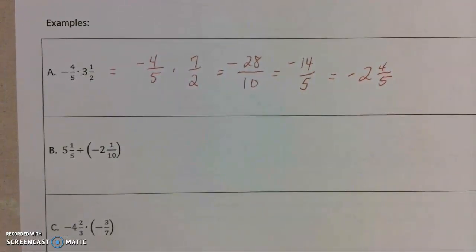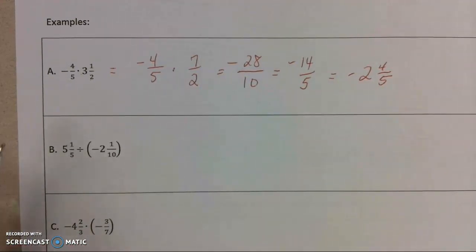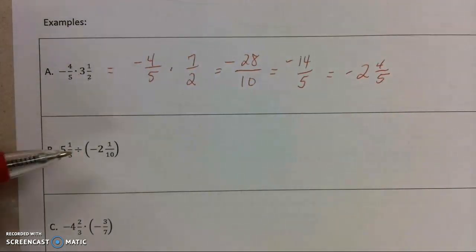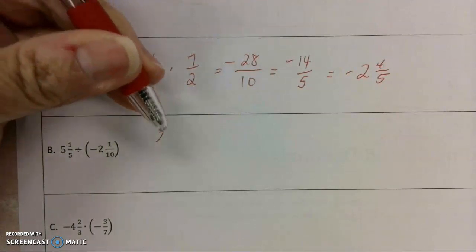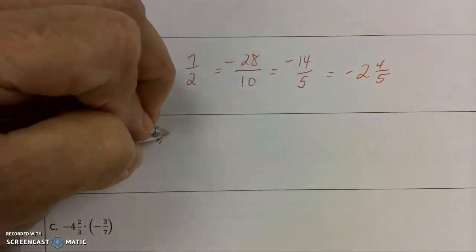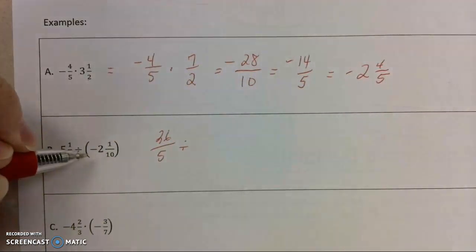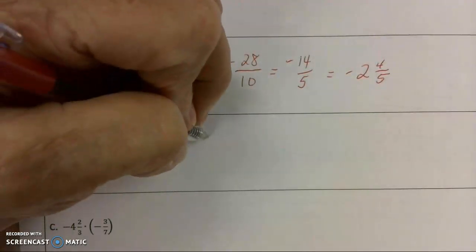I'm dividing on this problem, and I'm dividing two mixed numbers. So the first thing I need to do is change them. One's positive and one's negative, so I know that my answer is going to be negative. 5 times 5 is 25, plus 1 is 26, divided by 2 times 10 is 20, plus 1 is 21.